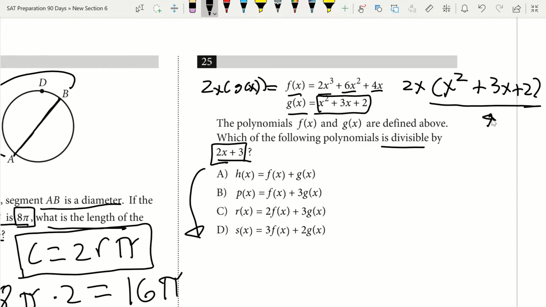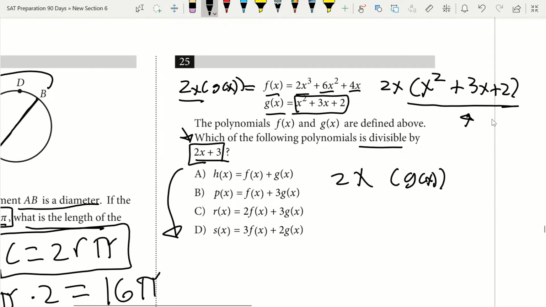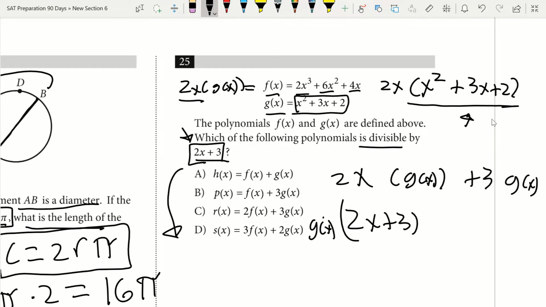All right, well, now what I see is I have 2x here. That's the first part of my factor down here. So I have 2x times g of x, then times what? Well, I'm going to want to look for something with plus 3. I'm going to want to look for something with g of x, because I know I want to get my 2x plus 3 together. And if I have 3 times g of x as well, then I can say 2x plus 3 times g of x, because that g of x will get distributed here and here.